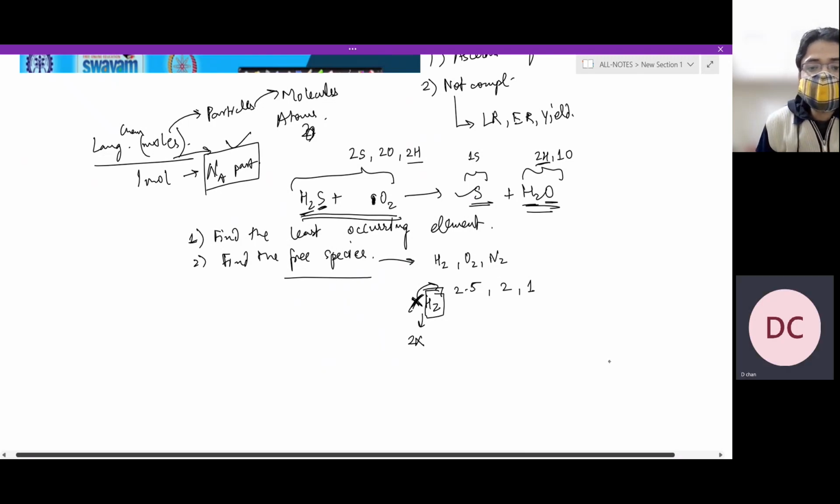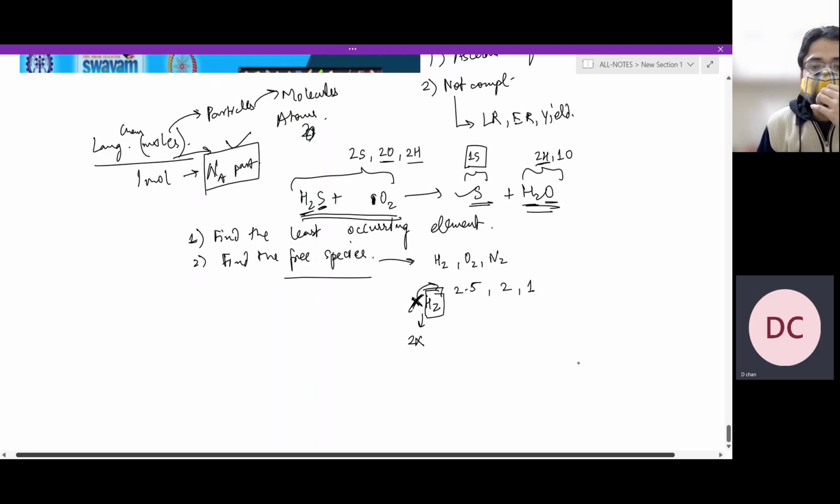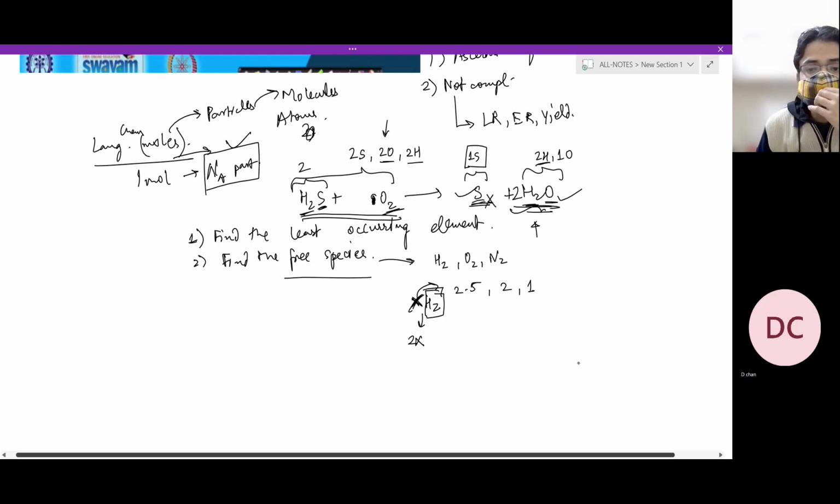Next, I told you not to care about the sulfur atoms at the moment. So now we check out the oxygen atoms. There are two oxygen atoms on the left-hand side and a single oxygen atom on the right-hand side. Then just write a 2 here. As soon as you write a 2 here, although the oxygen atoms are balanced, the hydrogen atoms have become unbalanced. Again, I'm telling you to not touch the sulfur at the moment, because you can balance it anytime.